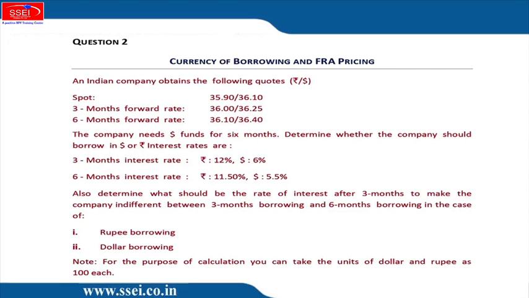The same thing you can do for the rupee. For rupee, the 6-month interest rate is 11.5%, so the periodic rate is 11.5 by 2, which is 5.75%. And the 3-month interest rate for rupee is 12%, that is 12 by 4 equal to 3%. So we have 5.75% and 3%. 1.0575 divided by 1.03, the whole thing minus 1, the whole into 12 by 3, into 100. That comes to 10.68%.